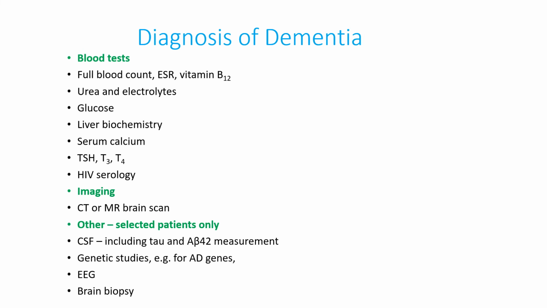The diagnosis of dementia and Alzheimer requires clinical history and examination, and you can do a few investigations, blood tests to exclude the other causes of dementia, imaging to visualize the cortical atrophy, and you can do other tests such as CSF for tau and A-beta measurement and genetic studies.